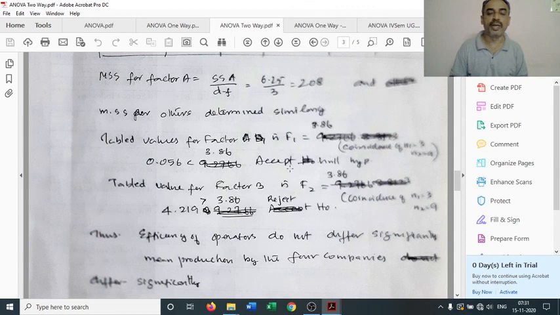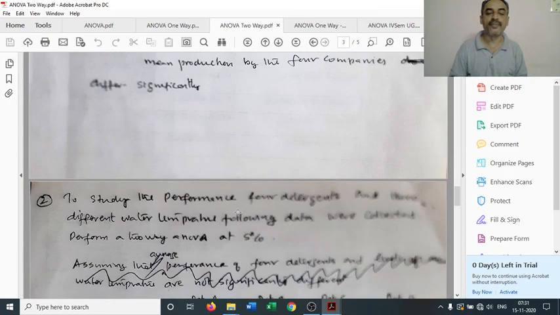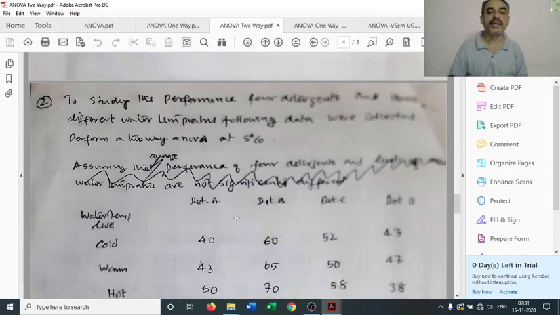Factor A means operators. For the second null hypothesis we reject, that is 4.219 is greater than 3.86, so we reject the hypothesis regarding the company performance. So we conclude that the efficiency of the operators does not differ significantly, while the mean production of the 4 companies differs significantly. Now we have the second question.